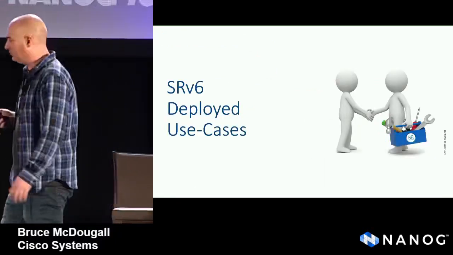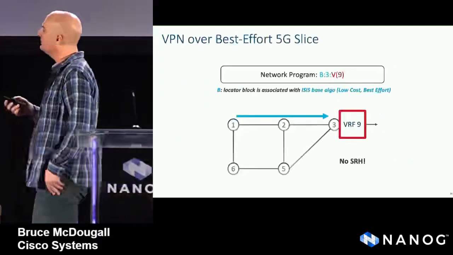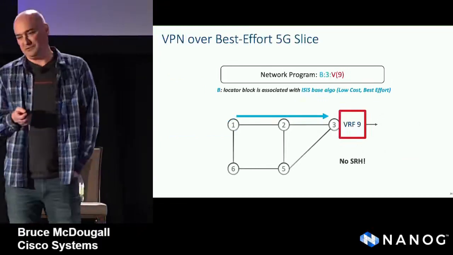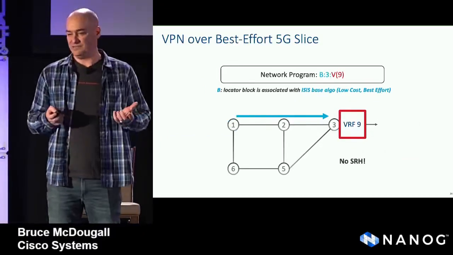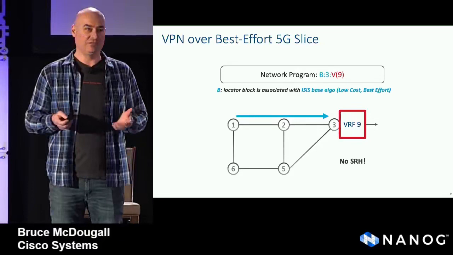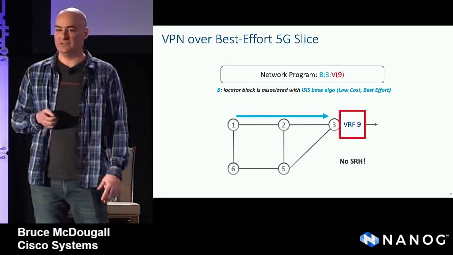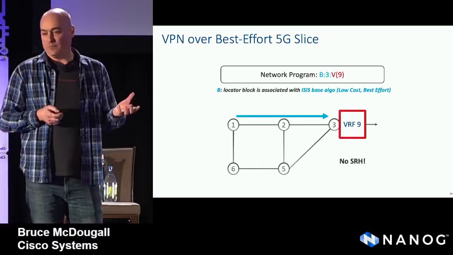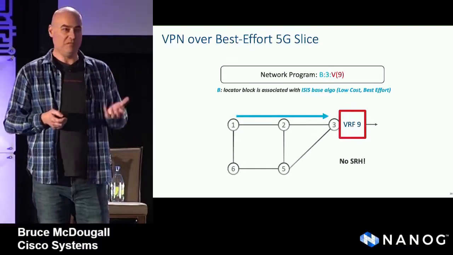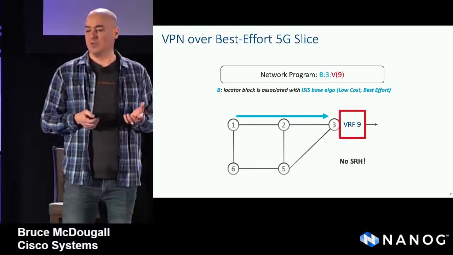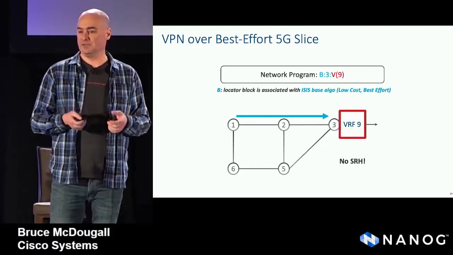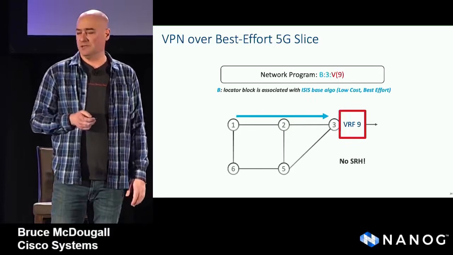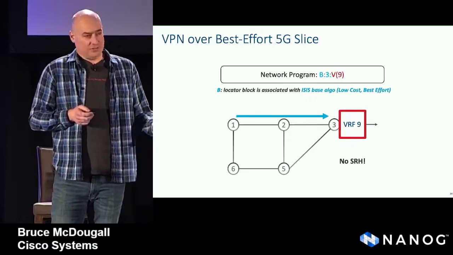So we've got actual deployed use cases here to discuss. This one, and just from a terminology perspective, VPN over best effort 5G slice, this could also just mean MPLS VPN or the equivalent of a layer 3 VPN. Let's say for the network design here, we've assigned the B address space or locator block, and that B address space is associated with the ISIS, just standard best path forwarding. And router 3 is our egress point.